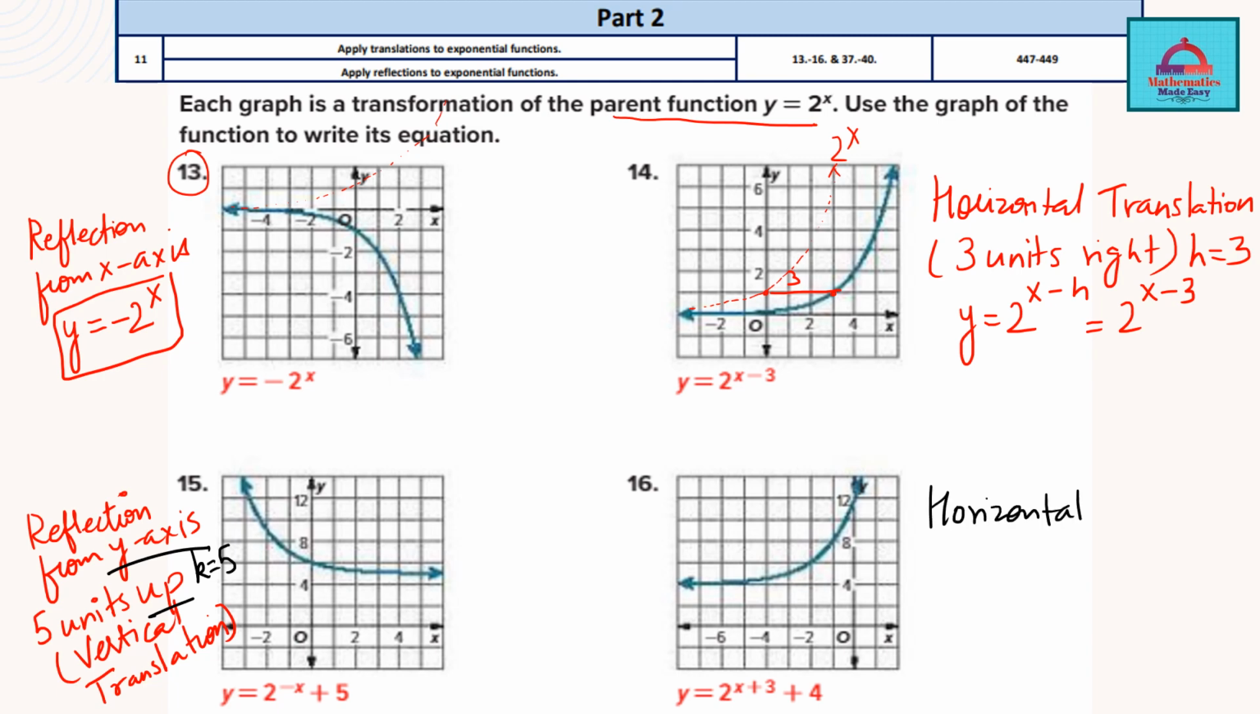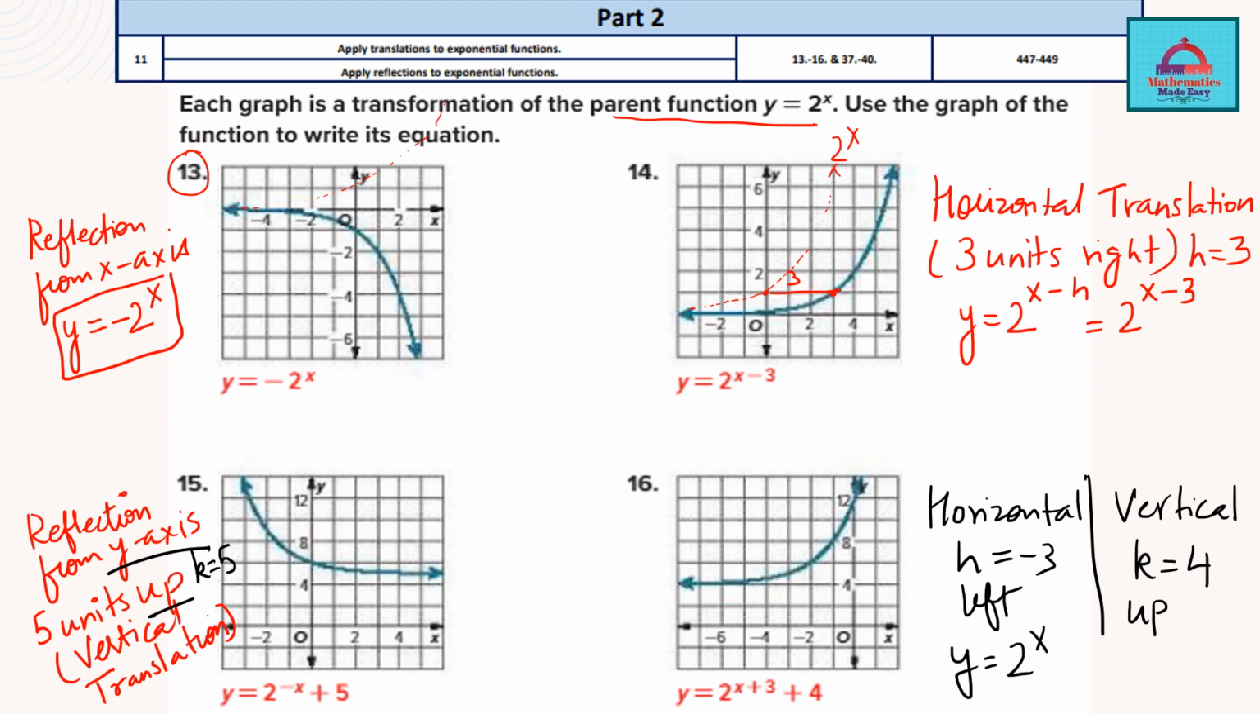Last question is where you have both horizontal and vertical translation. So if you see horizontal, the value of h here is minus 3 because the graph has gone to the left, and the value of k is going to be 4 because the graph has gone up by 4 units. So here the equation is going to be 2 to the power x minus h plus k. Here h is minus 3, so minus and minus becomes plus. So 2 to the power x plus 3 plus k, which is 4. So that gives you the equation.